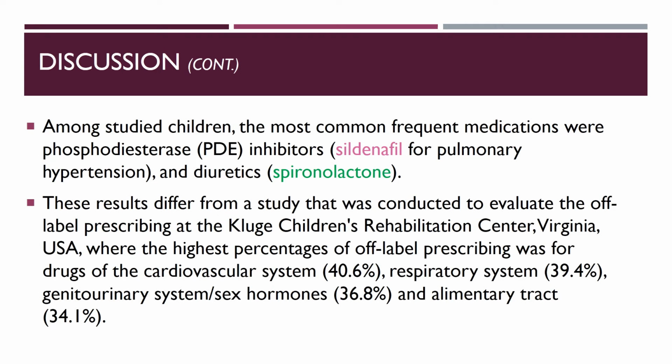Among the study's children, the most frequent medication, as we said, is sildenafil for pulmonary hypertension, and diuretics such as spironolactone. These results differ from a study conducted to evaluate off-label prescribing at the Kellogg Children Rehabilitation Center in the USA, where the highest prevalence of off-label prescribing was in the cardiovascular system, respiratory system, genitourinary system, sex hormones, and alimentary tract system.